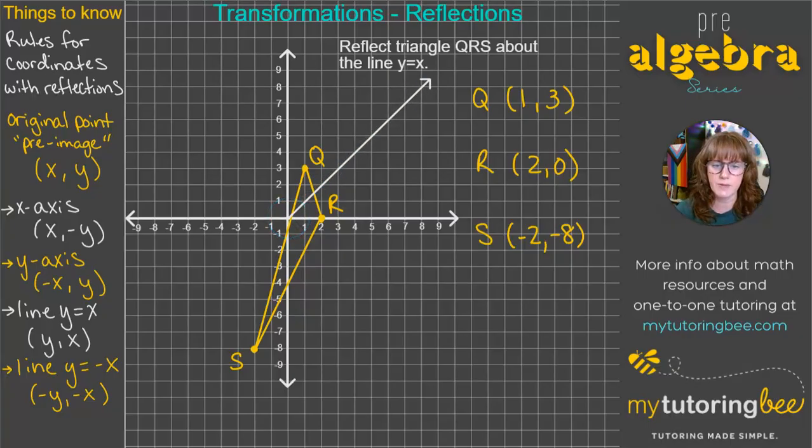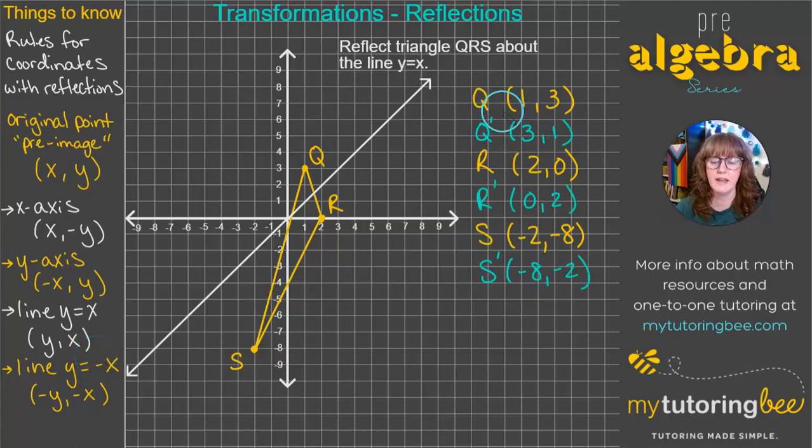See how I've got this line going right through the diagonal of each of these squares, and it goes in this direction as well. Let me see if I can get it lined up properly. Okay, there we go. So this is the line that we are going to be reflecting over, and our rule for this one is that we're simply going to switch the x and the y. So let's see what that looks like with our coordinates.